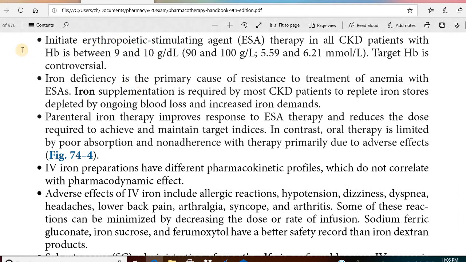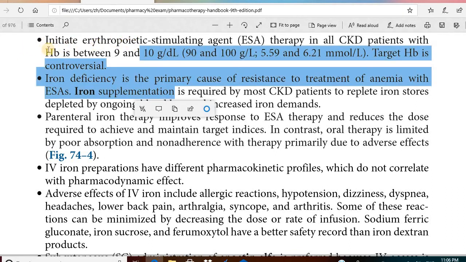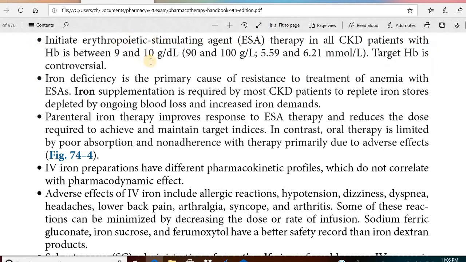Okay. You can initiate erythropoiesis stimulating agent therapy in all CKD patients with Hb between 9 and 10 अगर anemia है. तो हम anemia देख रहे थे. Anemic patient में हमने चेक किया था कि 13 से अगर नीचे है मेल में तो Hb level then he is anemic, और अगर 12 से नीचे है Hb level then she is anemic. So अगर एनीमिया है तो erythropoietin stimulating agent आप देते हो, CKD with the Hb between 9 and 10.